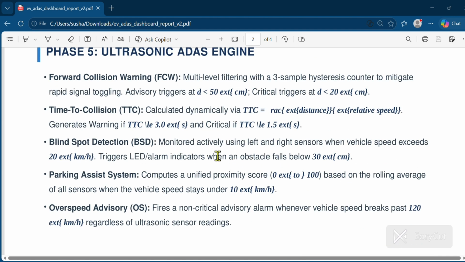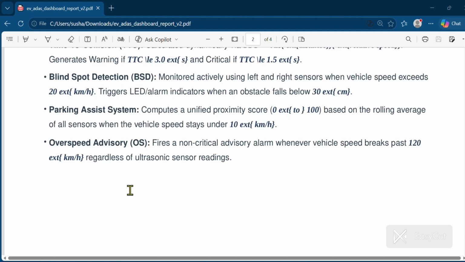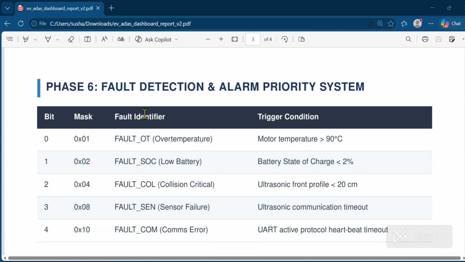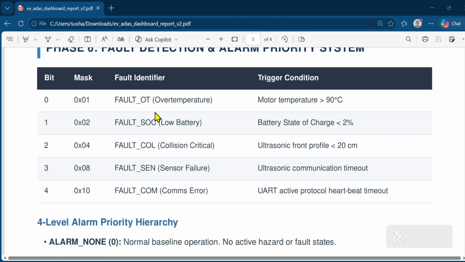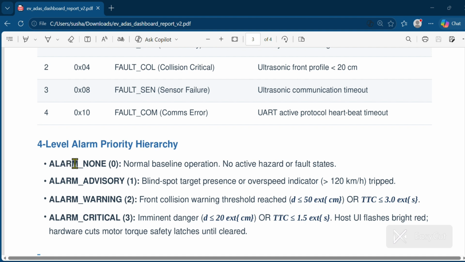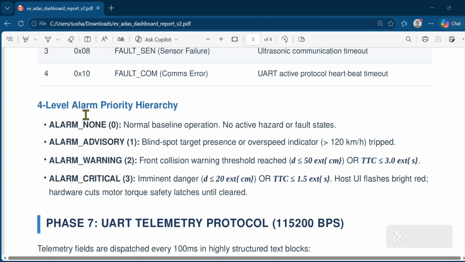Now, the ultrasonic ADAS engine. For forward collision warning, time to collision is calculated, blind spots are detected, and it also gives a parking assist system. It also detects faults and gives alarms, such as over temperature, low battery, collision, sensor failure, etc. If only one LED is showing, then it is normal operation, with no active hazards or fault state.